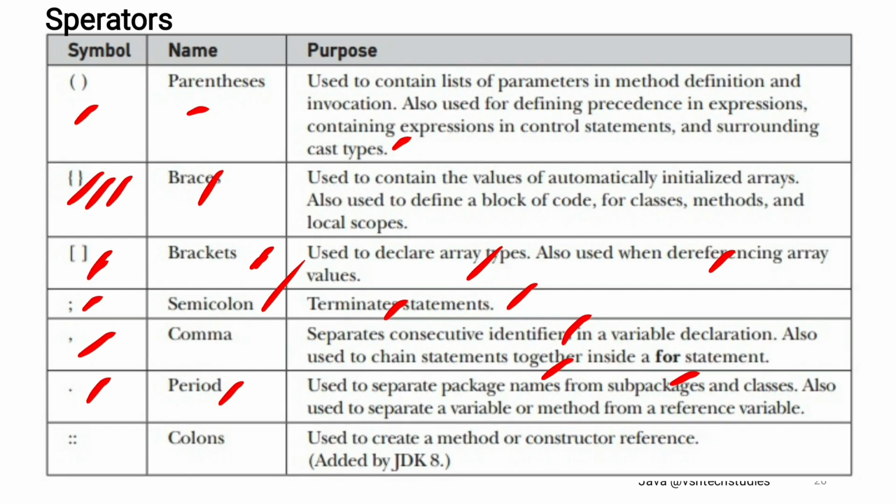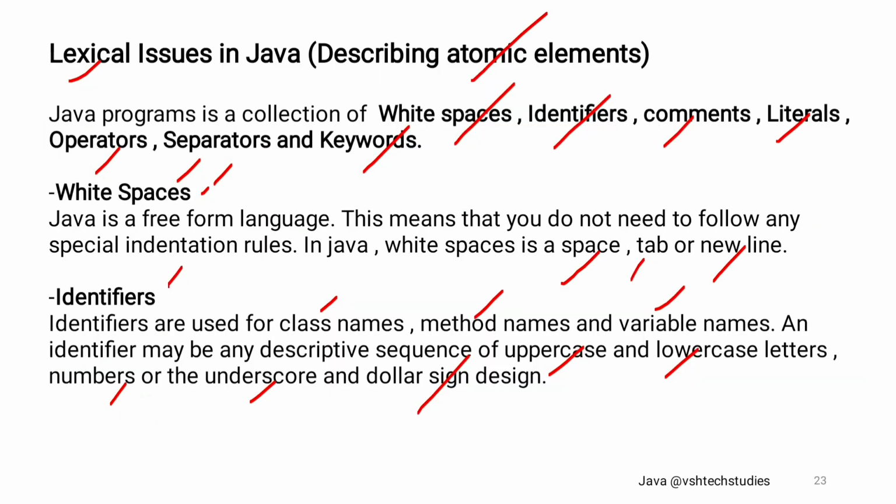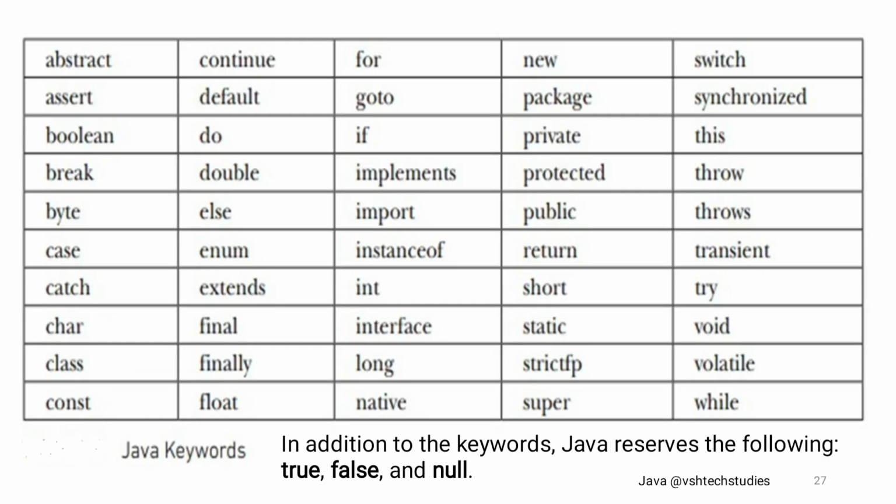Any function belonging to any class, when we are using it, we separate with the dot. Likewise with a package, when we are using a class from a package, we write the package name, then dot, which is the separator, then we mention the class name. Similarly, class name, dot, function name. So the dot or period is used as a separator. Then this double colon is used to create a method or constructor reference. One more topic we had taken here is keywords. This table shows the keywords that are used in the Java language.